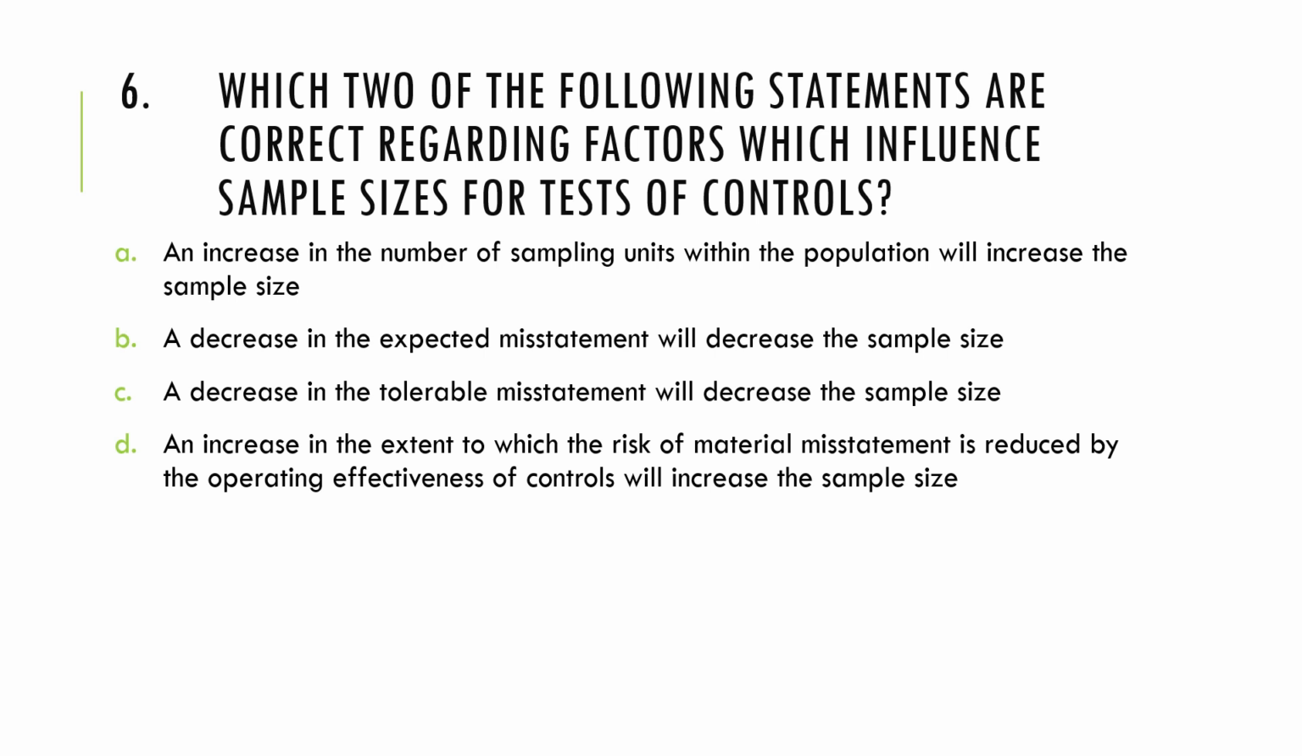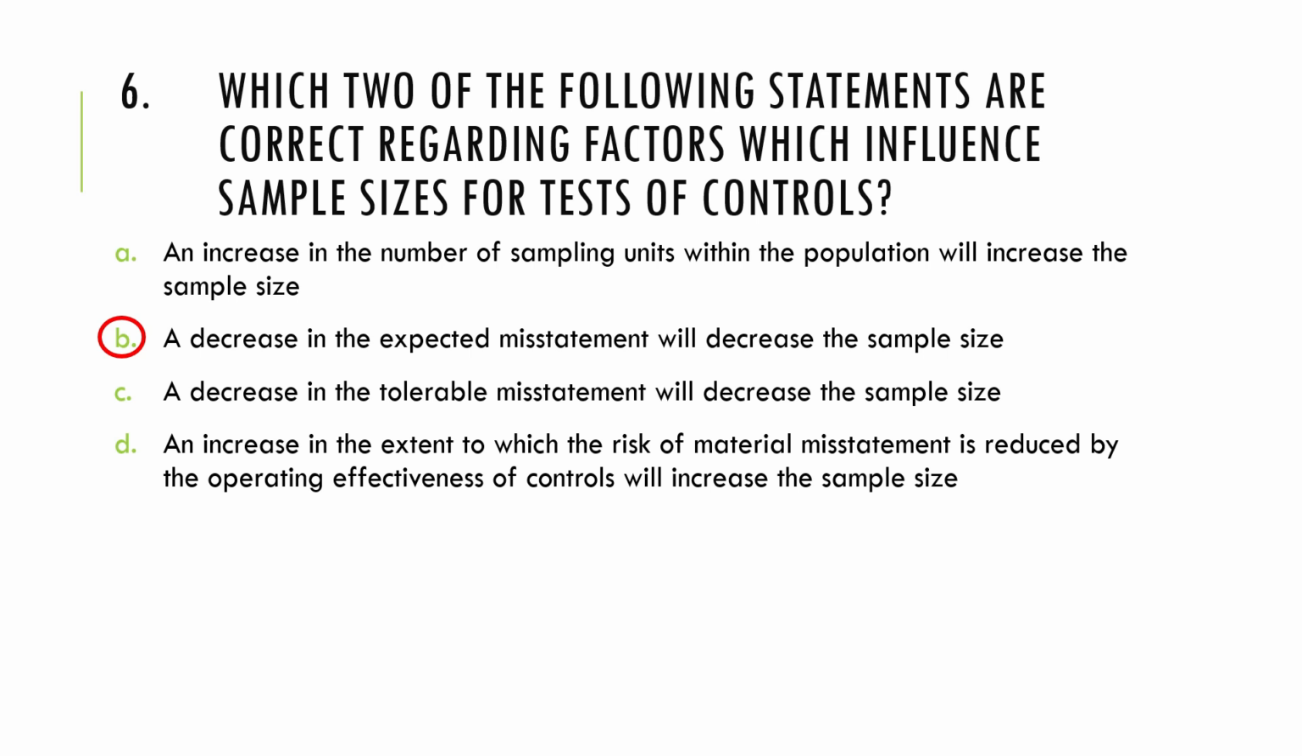Letter B says a decrease in expected misstatement will decrease sample size, and we know that the relationship between expected misstatement and the sample size is direct. So letter B is correct. When the expected misstatement decreases, the sample size also decreases.